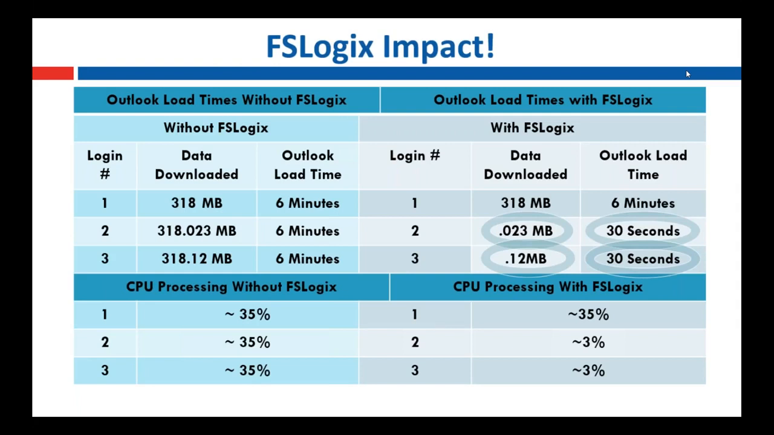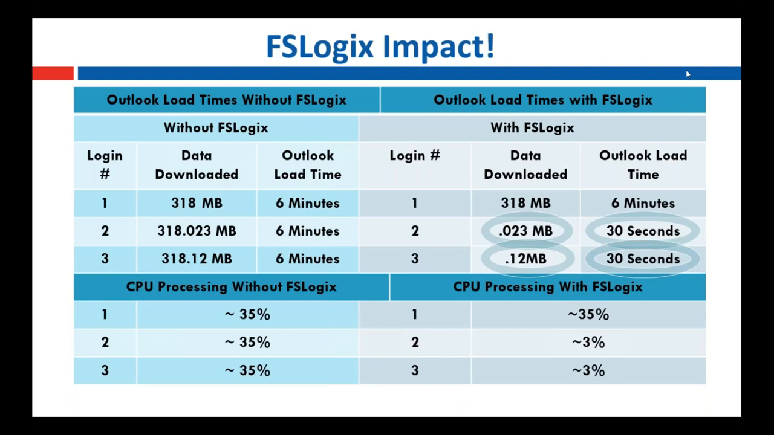I just want to go over this real quick. This is a quick little study I did. I had a mailbox that downloaded 318 megs of data, which roughly took about 6 minutes, WAN and CPU being a variable factor. Without FSLogix in the picture, if I'm doing a local OST, that's a rinse and repeat. Every time I log in, I have to go get the entire mailbox.